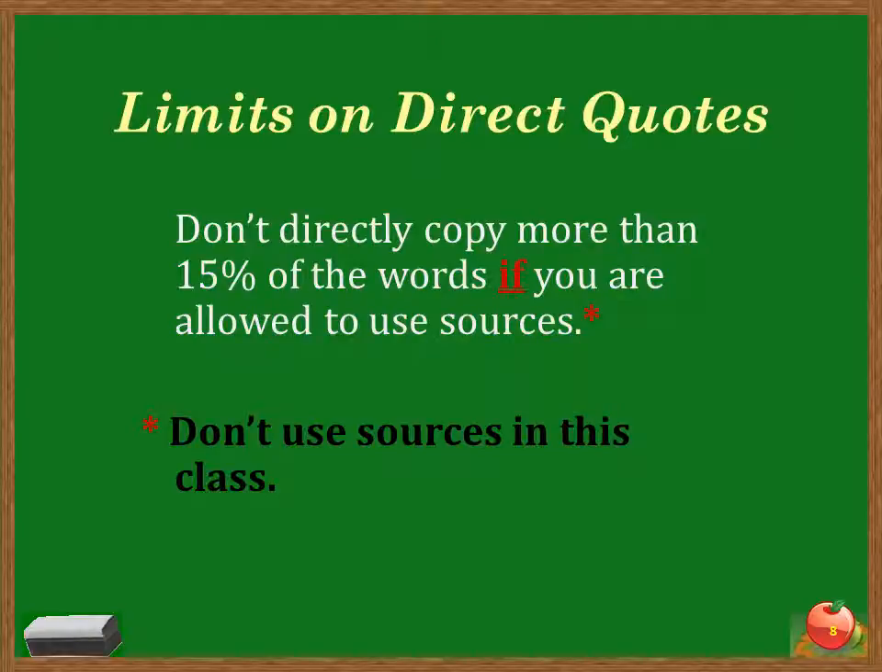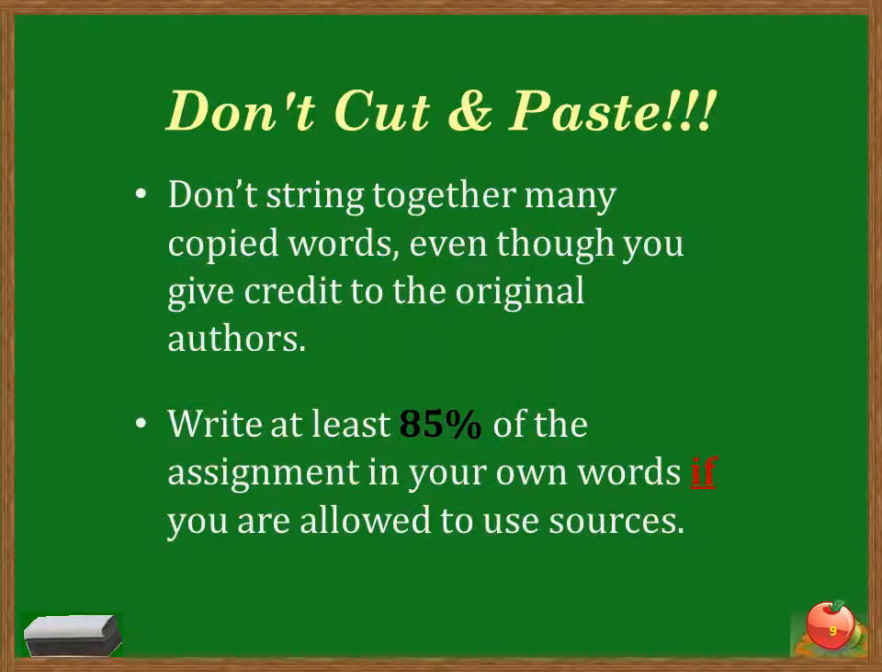Another issue concerns how much you can directly copy words. You can't copy more than 15% of the words if you're allowed to use sources. Now, as a reminder, you don't use sources in this class. This means that you have to write 85% of the assignment in your own words if you are allowed to use sources. You can't use them in this class, but you can in other more advanced classes. This means you can't string together many copied words even though you give credit to the original authors. There's a limit on how many words you can directly copy.